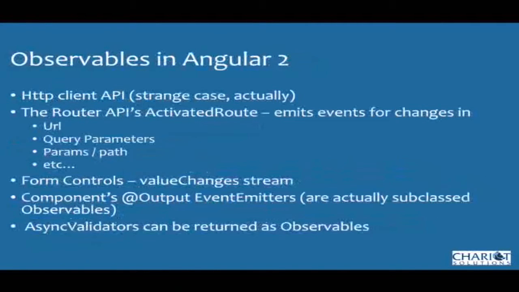So again, the HTTP client API, HTTP with 2 T's there, is one of the cases that has an observable for all its results. And it's an odd one because it's a one-shot thing. The router, if anyone's written router API code, done some routes, the very interesting part of the router is the activated route service. If you inject a component with activated route, it has all the information about how it got there and what's happening to that route. So for example, you can find out what URLs are being switched to.